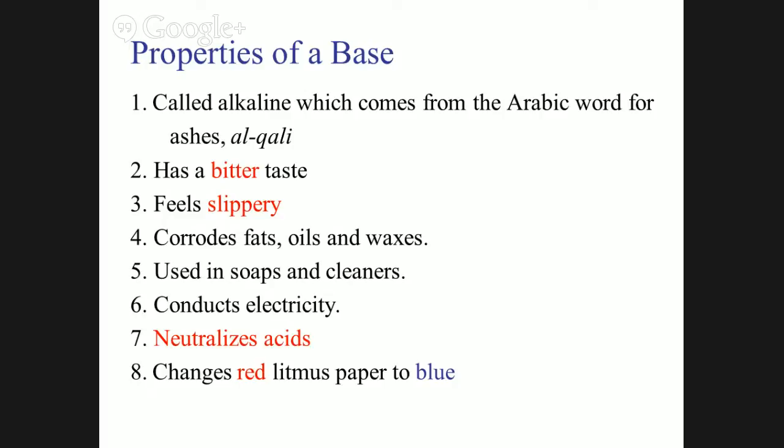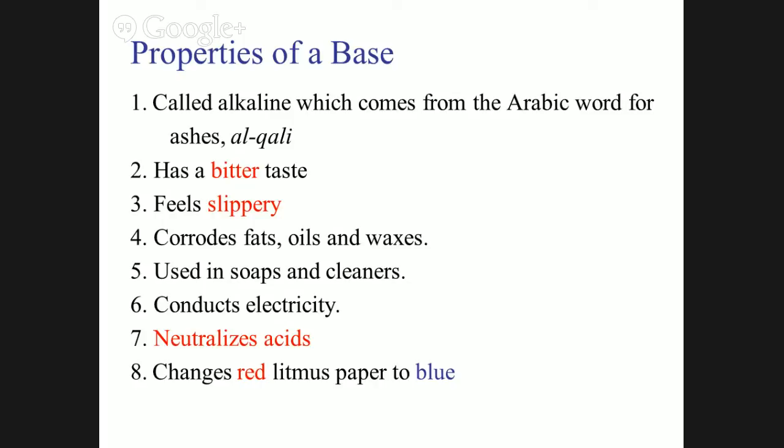Acids have a sour taste, bases have a bitter taste. Chocolate is very, very bitter. If they did not add all that sugar to it, it would be extremely hard to eat. Bases feel slippery. Remember that they're often found or made into soaps. They corrode fats and oils and waxes. Again, they're used as soaps and cleaners. So think the kinds of things that you might see advertised for cleaning up in the kitchen after cooking, and you want to get the oils or fats off of dishes or pans that you've cooked with.